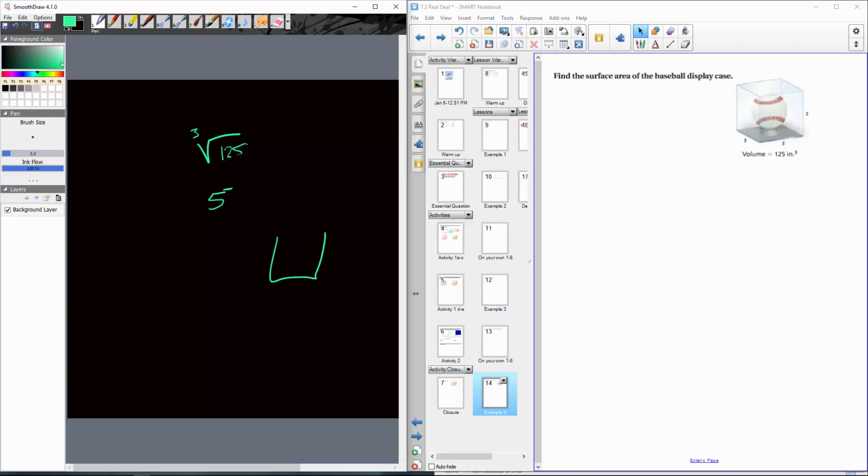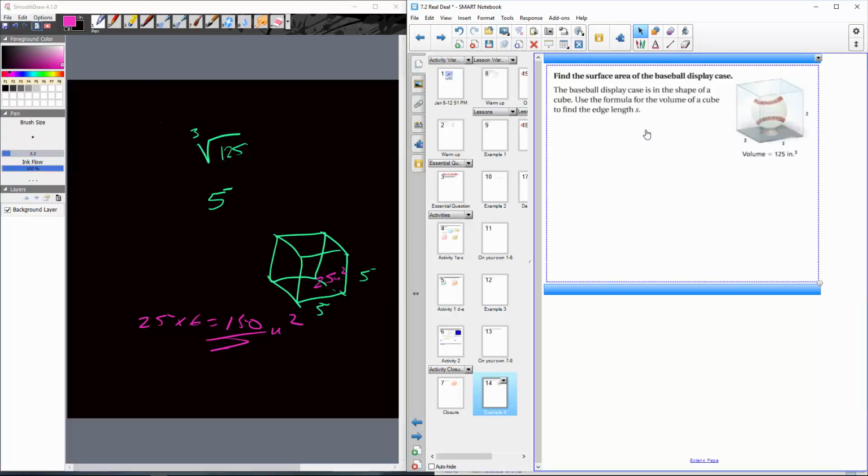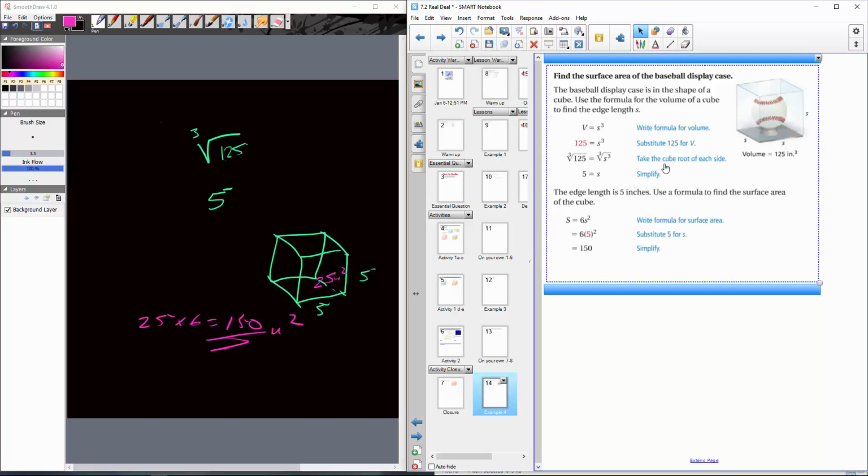So each one of my little faces is equal to 25 because it'll be 5 times 5. So I'll put down 25 here, units squared. And I know that there's a total of 6 of those, right? So 25 times 6, and I get 150 units squared. And I guess it'd be inches squared in this case. So there is my answer. And that's for the lesson.